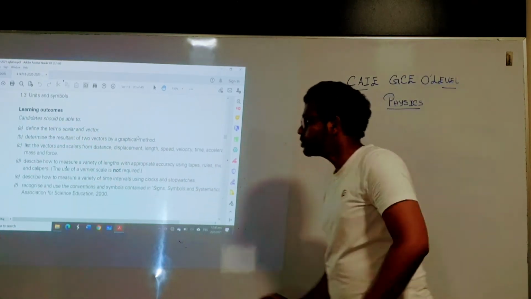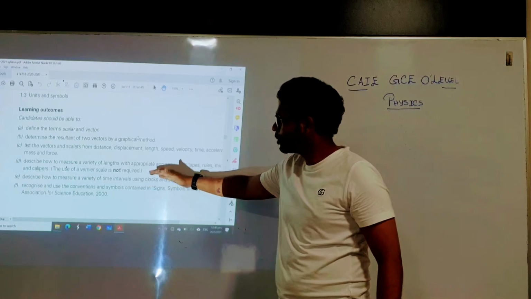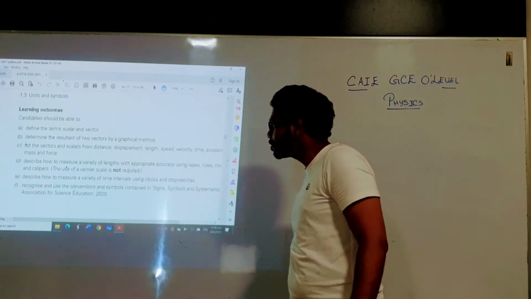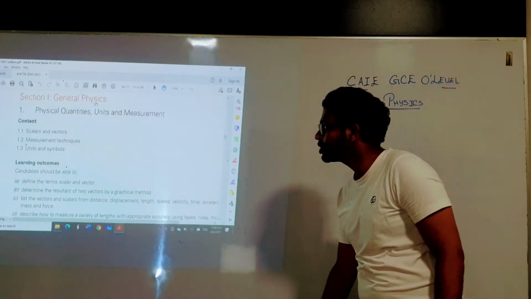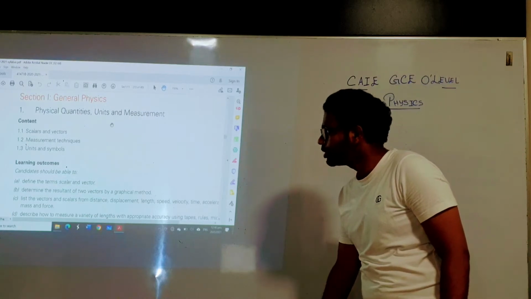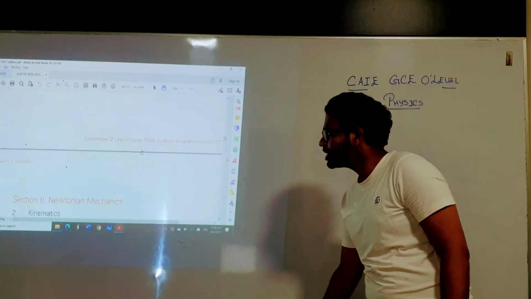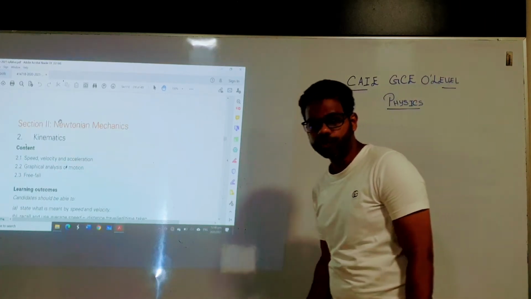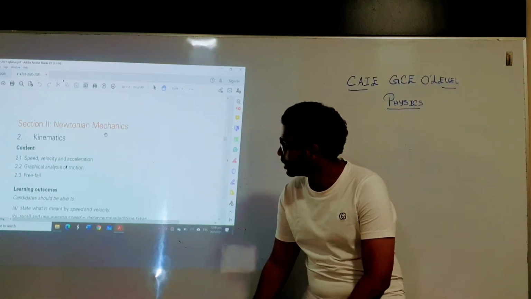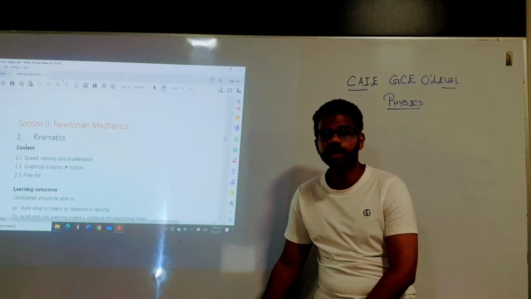You can go through the descriptions once you download the syllabus. I won't be going through this one. So section 1, general physics, the first one is physical quantities, measurements and units. Okay. So you go to the next one, then we start section 2. Section 1 is quite small. Newtonian mechanics. In Newtonian mechanics, we cover a lot of things.